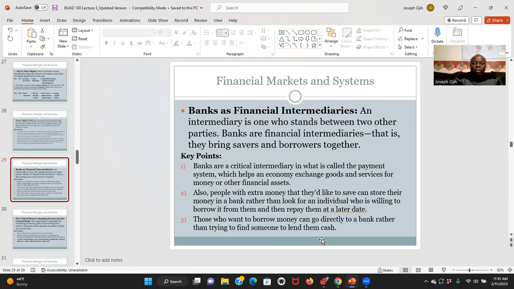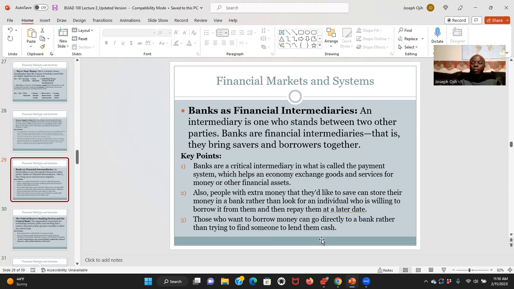the means of making payment in this modern day would be very difficult. Most of the transactions you make, whether it's a transfer, even if you use Cash App, some mobile payment system, or Western Union, all of those things go through the banks. So banks are a critical intermediary in what is called the payment system, which helps the economy exchange goods and services. And people with extra money that they would like to save can store that money in the bank instead of looking for an individual who will keep it for them or who will borrow it.